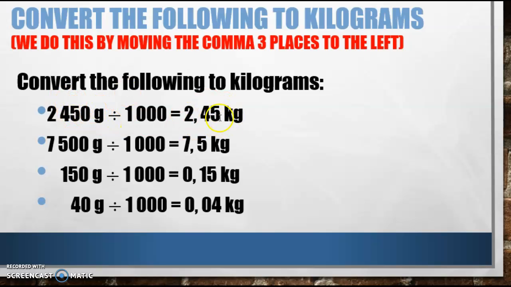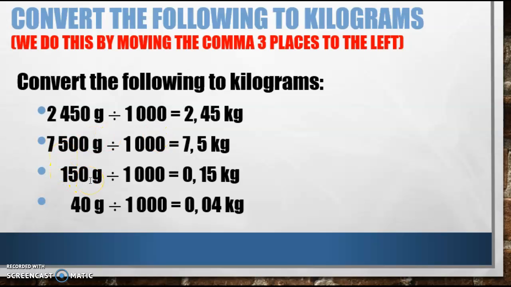1, 2, 3. Your answer is going to be 2,45. If you put the 0 at the end of the answer, your answer will not be incorrect, but you do not need to put the 0. Next, 7,500. We move the comma 3 places to the left. Here is the comma at the end of the number to the right. 3 places, 1, 2, 3 will give us an answer of 7,5 kilograms. Again, if you put the zeros at the end of the 5, your answer will not be incorrect.